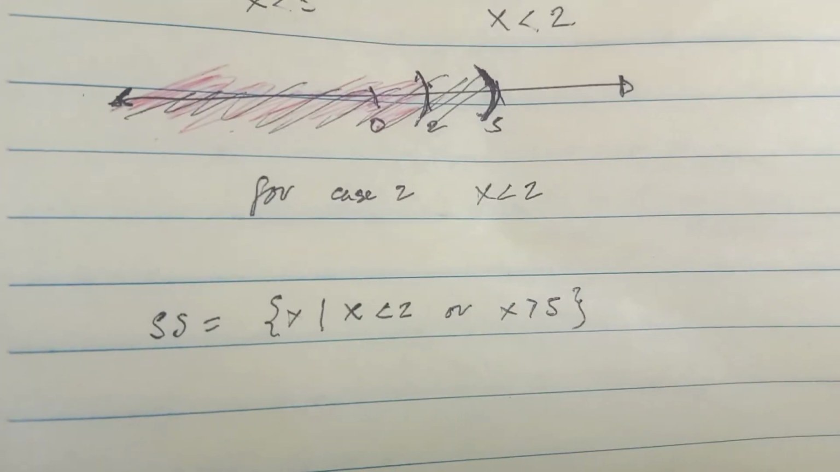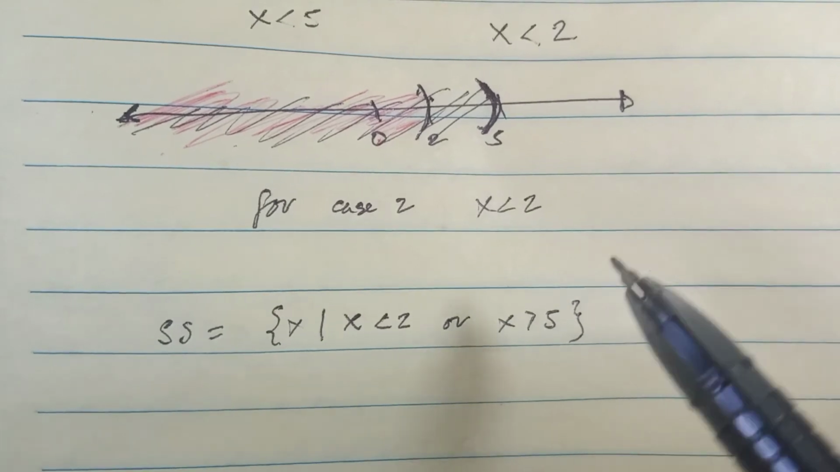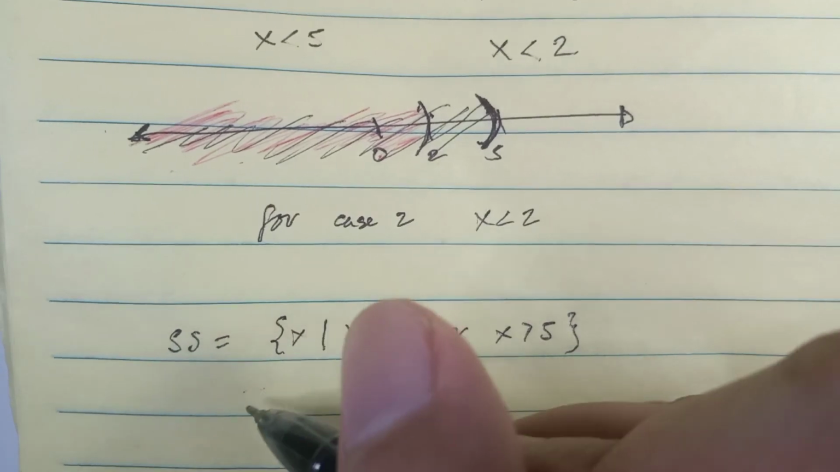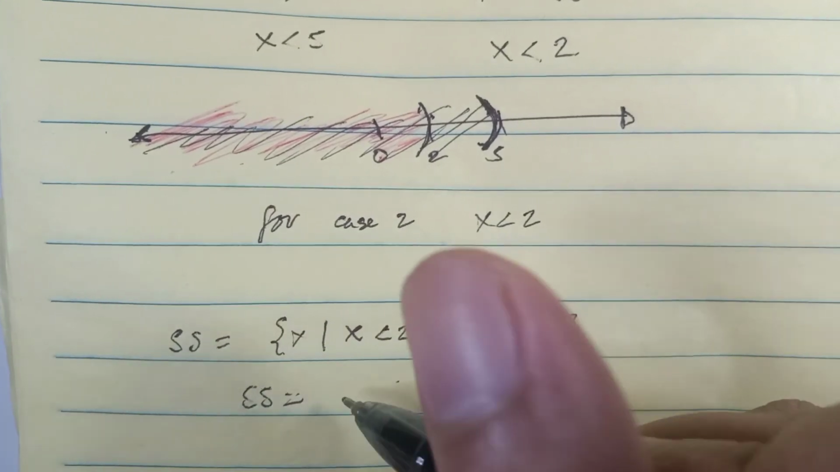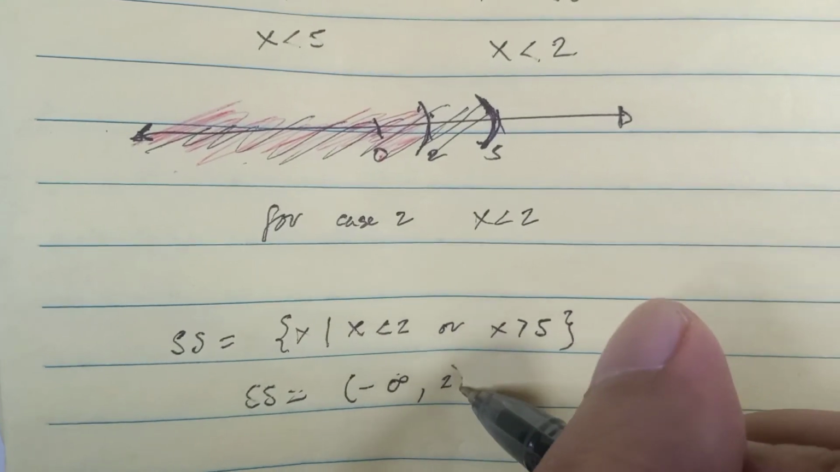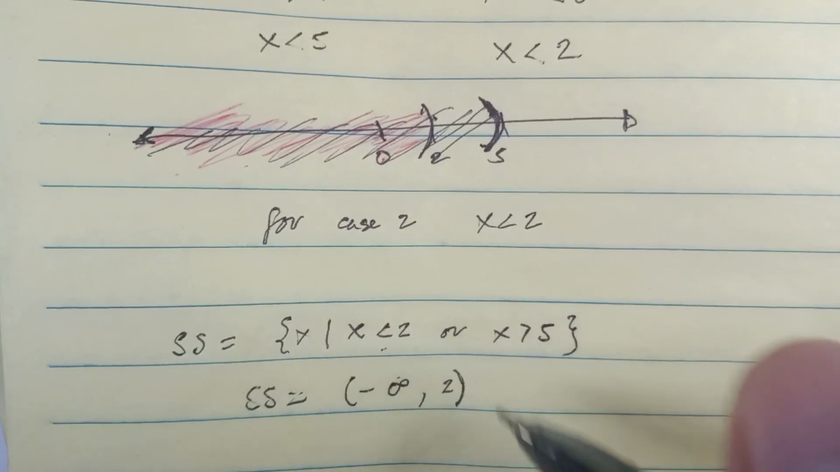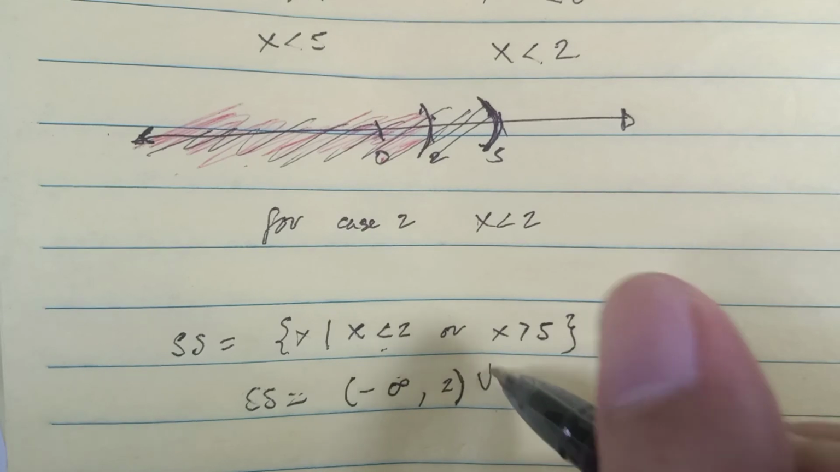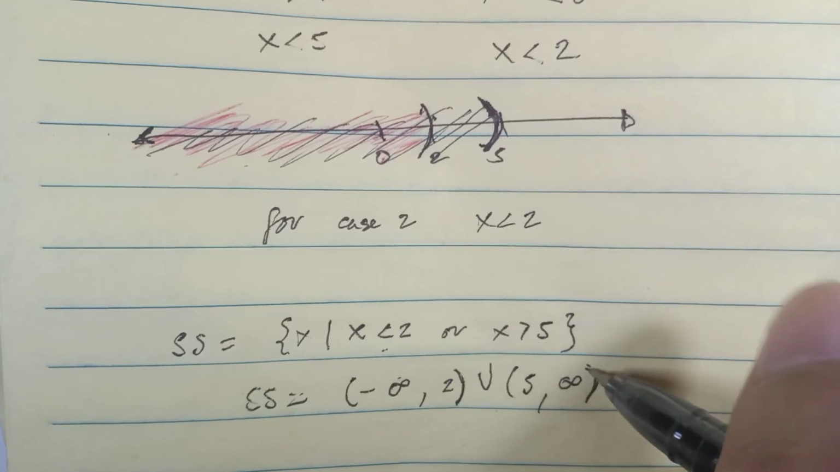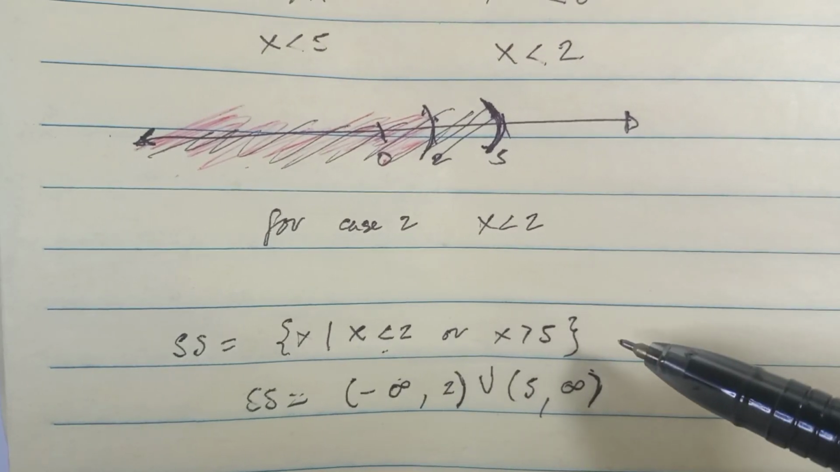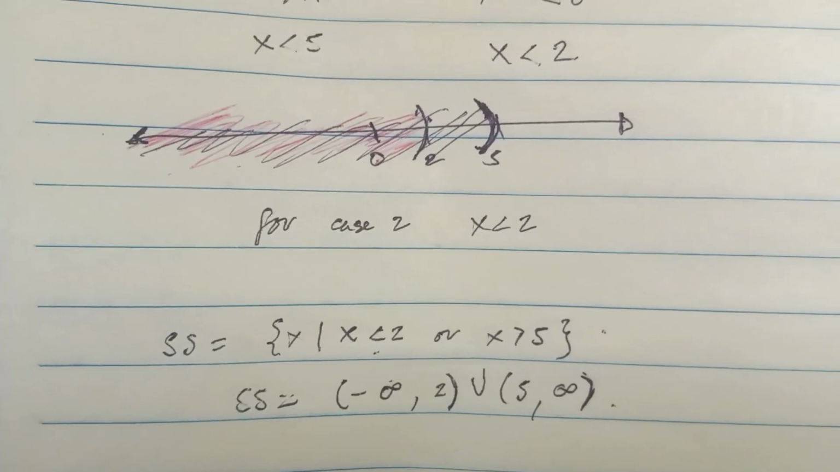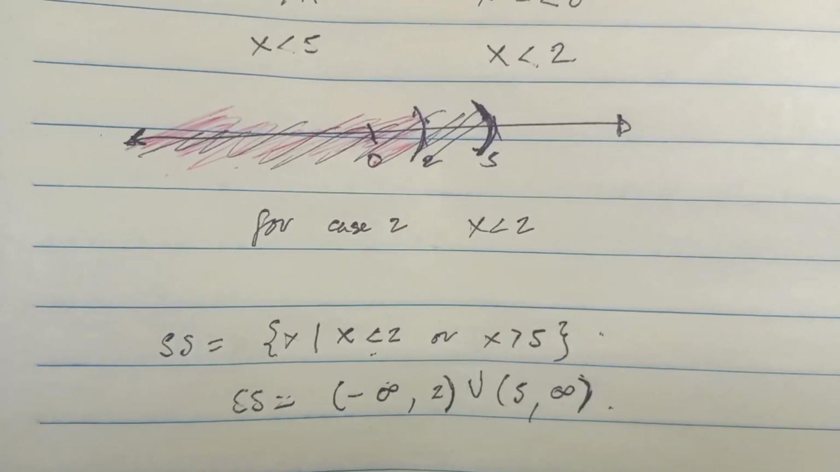Okay, or you can write it in this manner. This could also be the solution set. You can write from negative infinity to 2, it's open, no? So it's a parenthesis, union 5 to positive infinity. So we can write our answer either this way or that way. And that's how we solve rational inequalities.